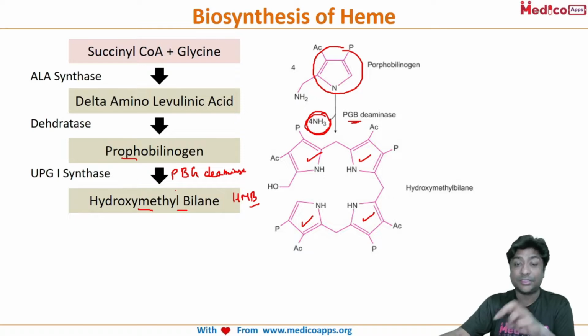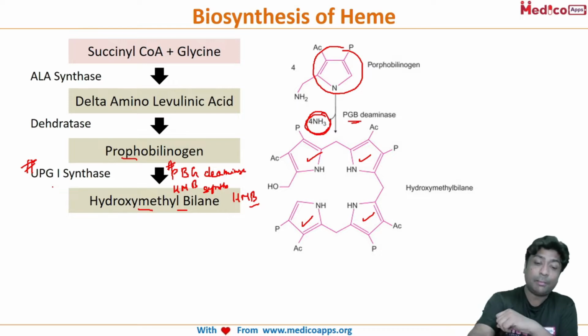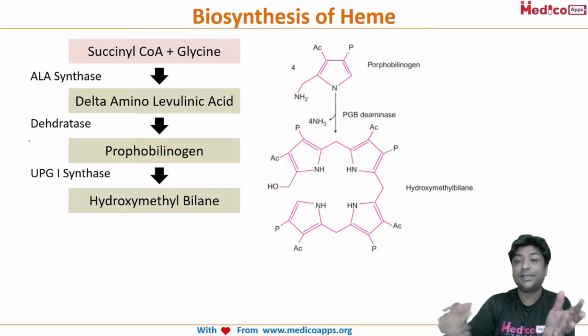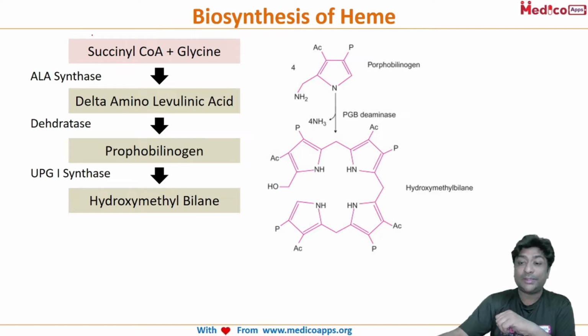The second point is that this enzyme has another name. This enzyme actually has 3 names. First is PBG deaminase and second is HMB synthase. Again, very clear, because HMB is being formed, it is called HMB synthase. The third name for this enzyme is UPG1 synthase. We'll talk about why it is called UPG1 synthase in a while, but are you clear? These are the 3 names, and basically the monopyrroles are combining into a tetrapyrrole. So PBG is converting into hydroxymethylbilane, and at this stage ammonia is being removed.